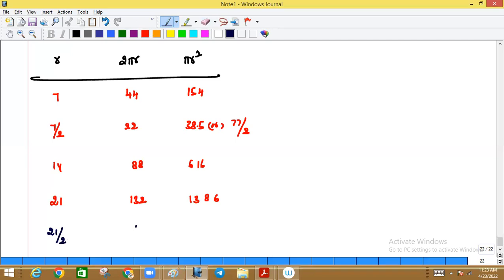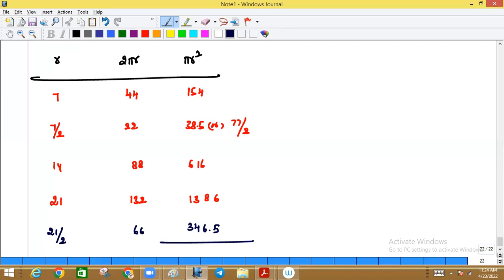This becomes 66 for a radius of 21 by 2, and the area becomes 346.5. Right. So these are the circumferences and areas you must remember. The moment I give you 44, and area is 154, what is the radius? 7. First, 7, 14, 7 by 2. What is the circumference for 7, 14, 7 by 2? 44. If you do 14, it becomes 88. If it is 7 by 2, it becomes 22.